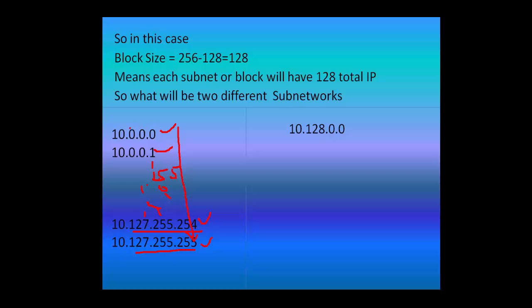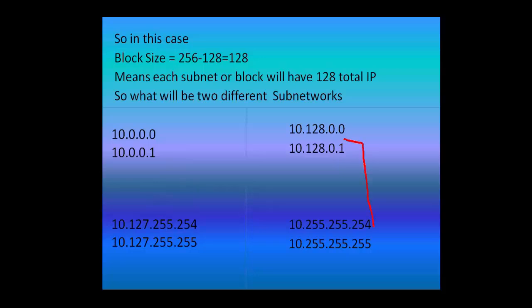Here the changes come in. So look here, 128. Changes start in the 4th octet, keep changing up to the 4th, 3rd, 2nd, and this will be the broadcast IP. Hope it's clear?